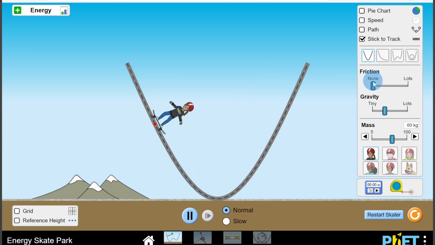However, if I was to increase the friction between the skateboard and the track, then we should start to see that the skater doesn't go to the same height each time, and that there are energy losses. So this would be more realistic.